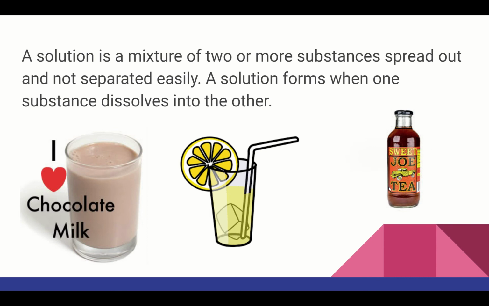So we've got chocolate milk and we've got lemonade and we've got tea, where that's a type of mixture, but it's a type of mixture where they are dissolving. The ingredients are dissolving into one another and they form what's called a solution. All right, so a solution is a type of mixture. A solution is a mixture, but it's a special type where something is dissolving into another.